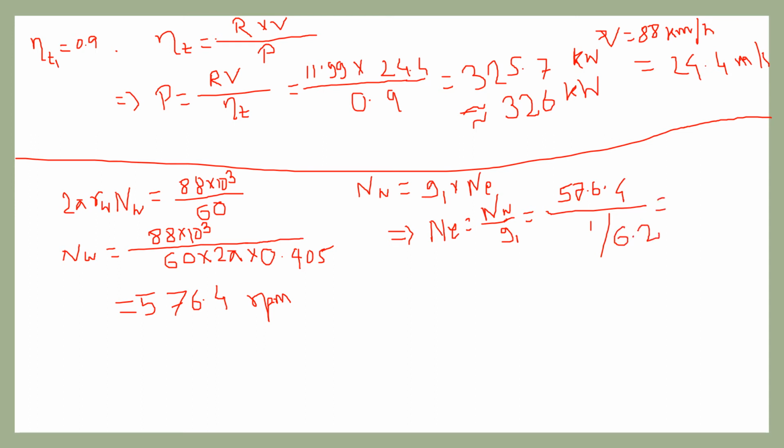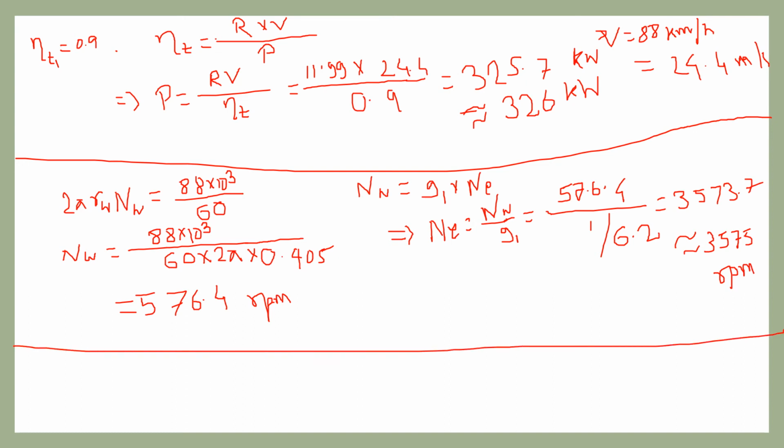6.2. So from there we can find that 576.4 into 6.2 is equivalent to 3573.7 RPM, which is equivalent to 3575 RPM. So this one is the answer to the second question, that is the maximum engine RPM at the maximum truck speed.